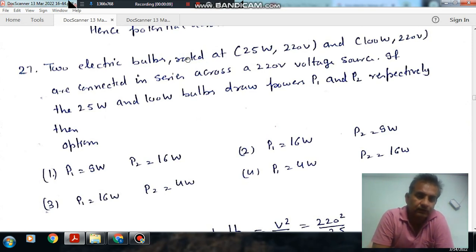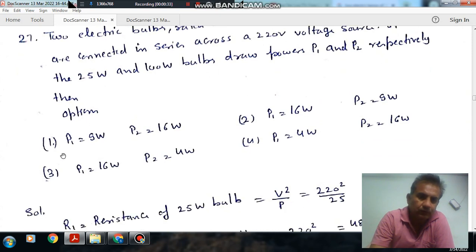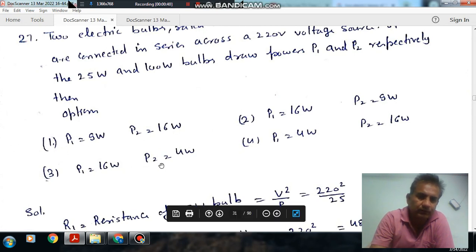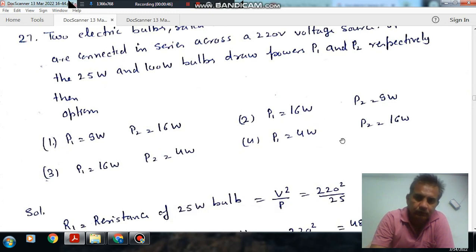Question number 27 from year 2019: Two electric bulbs rated at 25 watt, 220 volt and 100 watt, 220 volt are connected in series across a 220 volt voltage source. If 25 watt and 100 watt bulbs draw power P1 and P2 respectively, then the options: 1, P1 is equal to 9 watt, P2 is equal to 16 watt; 2, P1 is equal to 16 watt and P2 is equal to 9 watt; 3, P1 is equal to 16 watt, P2 is equal to 4 watt; 4, P1 is equal to 4 watt and P2 is equal to 16 watt.